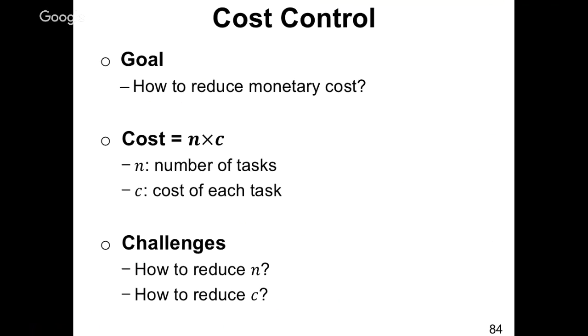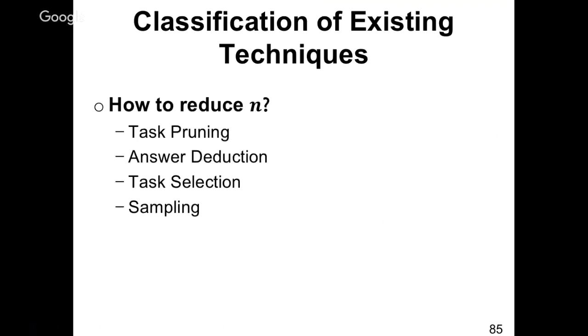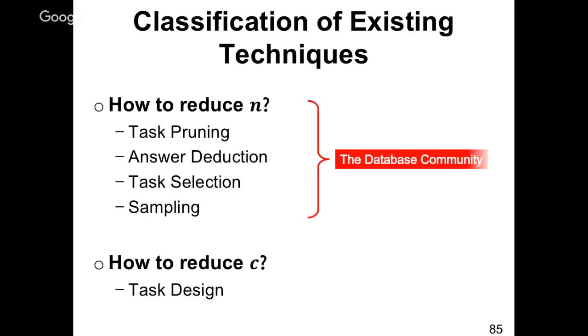Is it okay? Okay. So I classify existing techniques into two categories. One is how we can reduce n, which is the number of tasks. The other is how we can reduce the cost for each task. The database community is mainly focused on the first part, and the second part is the main focus of the HCI community. But I will talk about both of them.